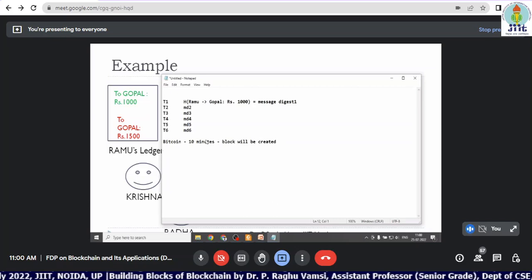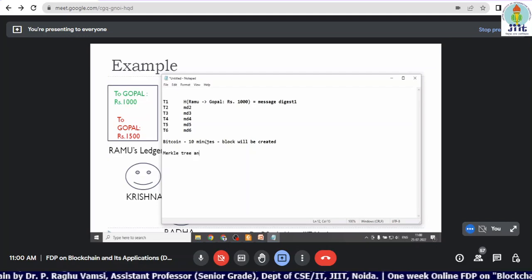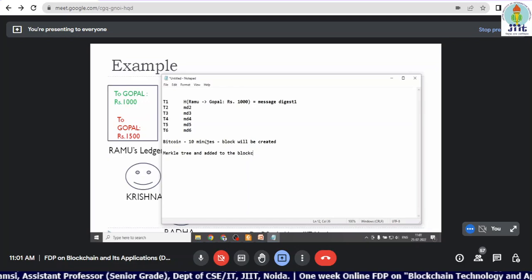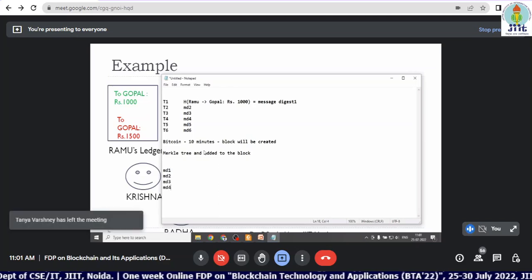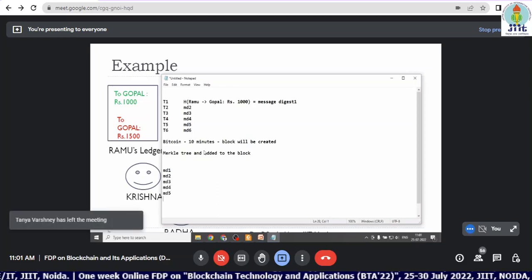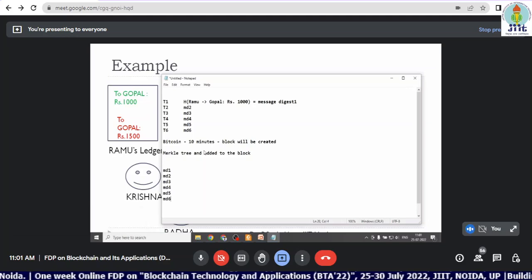Now these 6 transactions will be formed in the form of a Merkle tree and added to the blockchain, added to the block. Now MD1, MD2, MD3, MD4, MD5, MD6. These are the independent hashes.